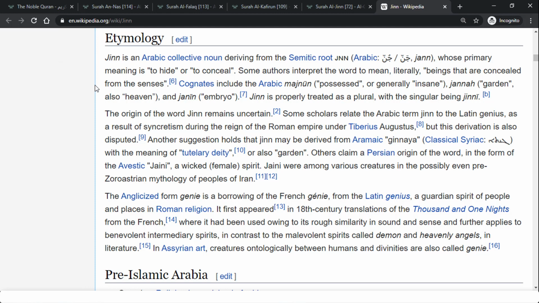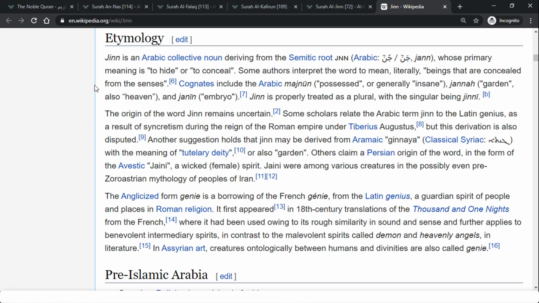Let me give an example. Before giving birth to a child, for example, some languages use the word jana, which means again that the child is hidden in the mother's womb, so you're not able to see it. That's why the same root word is used, J and N, or Jim, Nun, Nun.